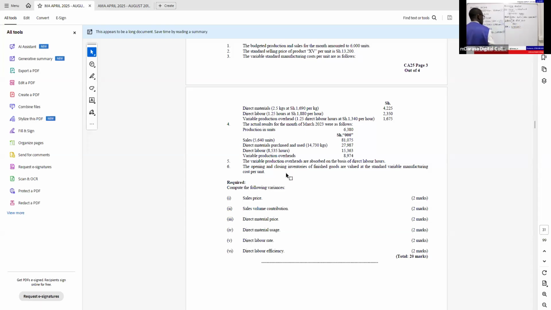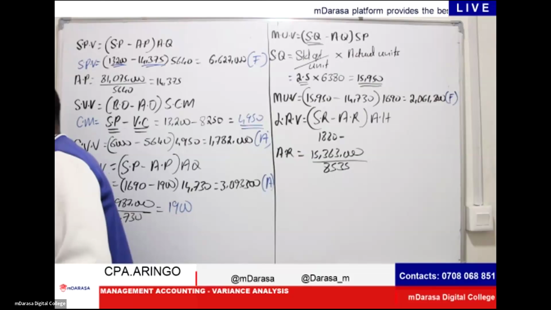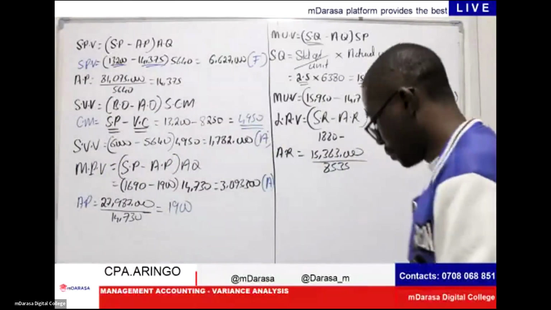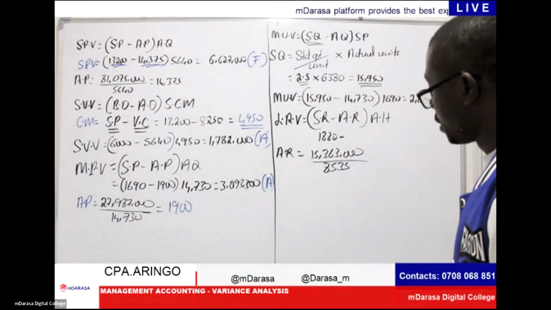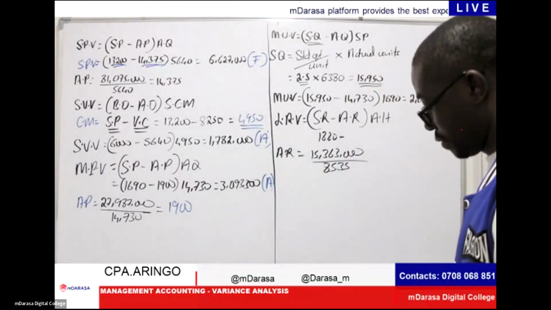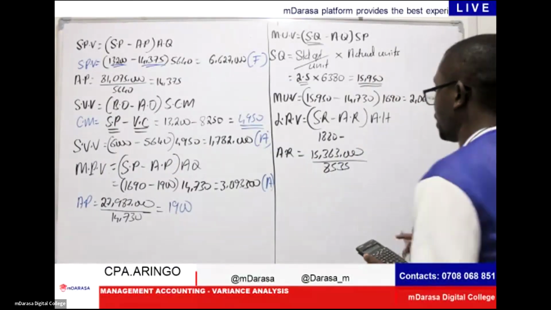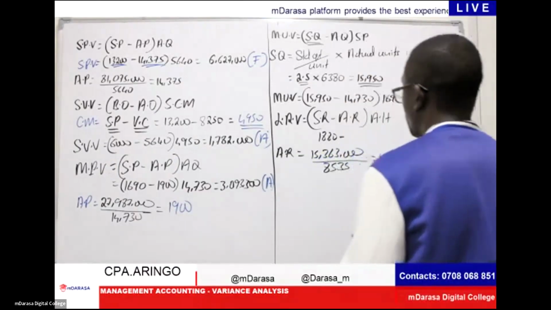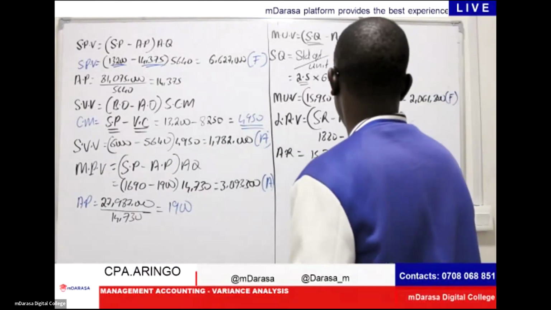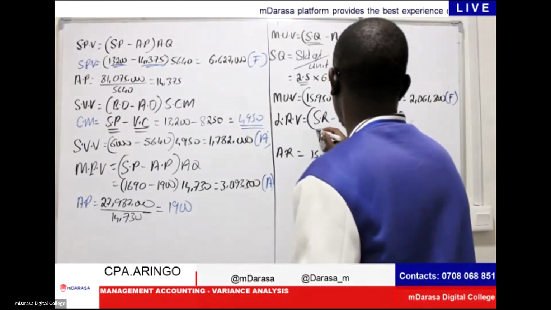We paid a total of 15,363 for how many hours? For 85.35 hours. So then what will we be having here? 15,363 divided by 85.35. So we get 1,800. Therefore, my actual rate is 1,800.